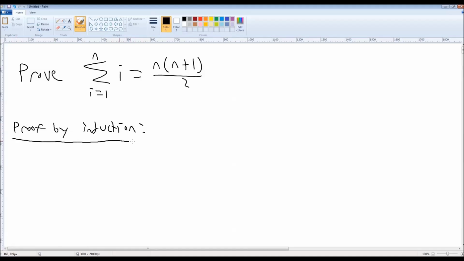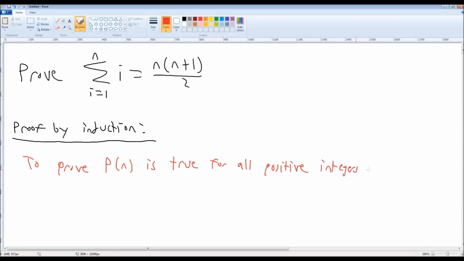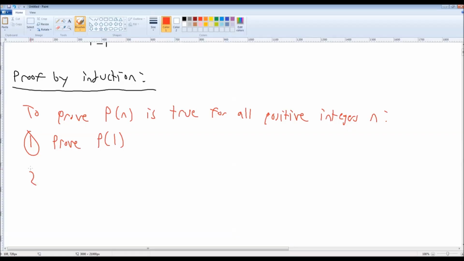Okay. And let me just review how you do proofs by induction. If you want to prove that a proposition P of n is true for all positive integers n, you've got to do two things. Part one, you've got to prove that P of 1 is true. This is called the base case. And then part two is called the inductive step. You have to prove that whenever P of n is true, P of n plus 1 is also true.